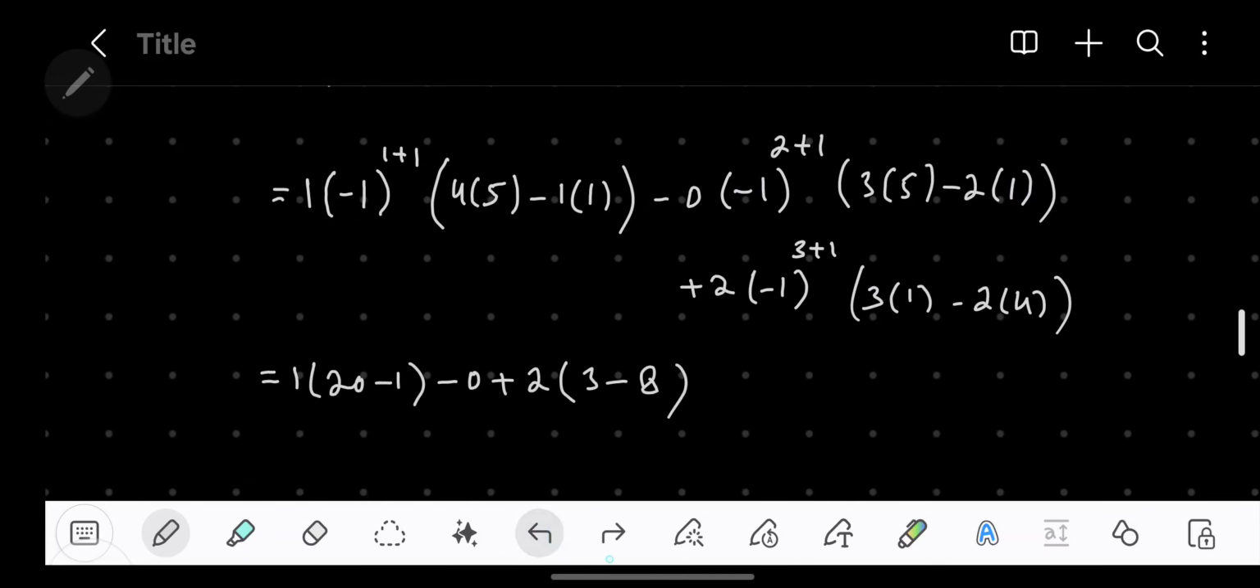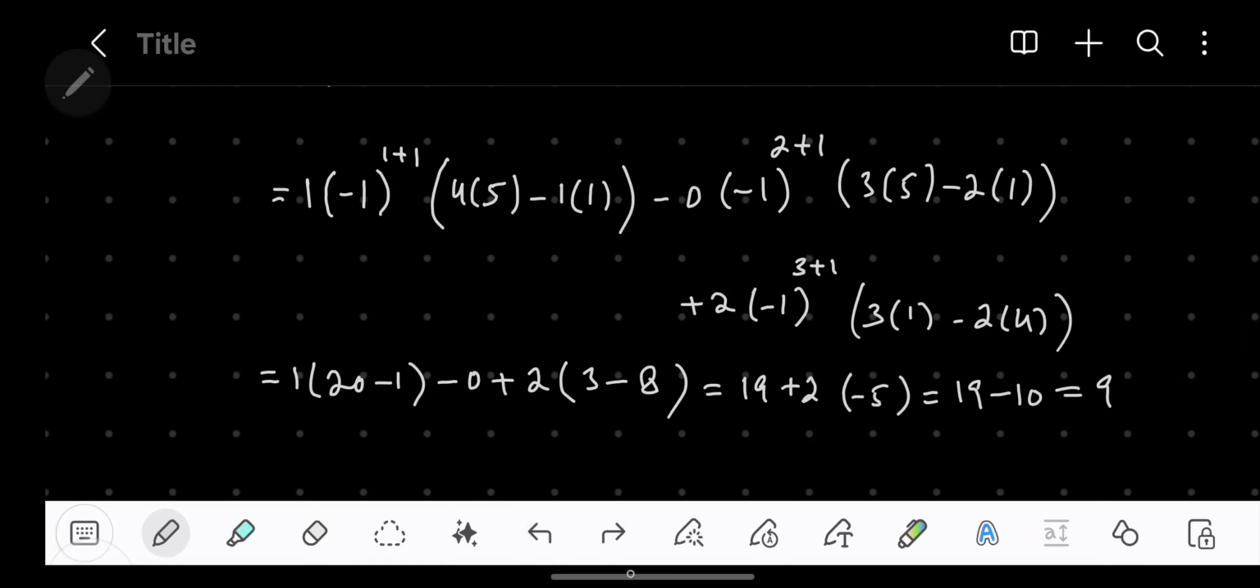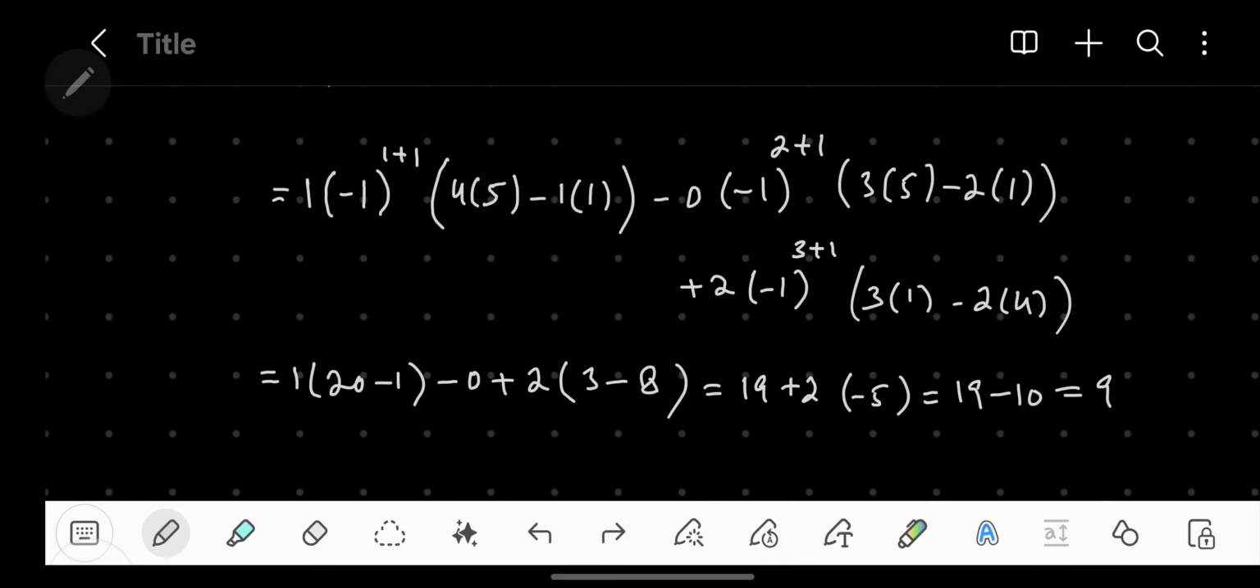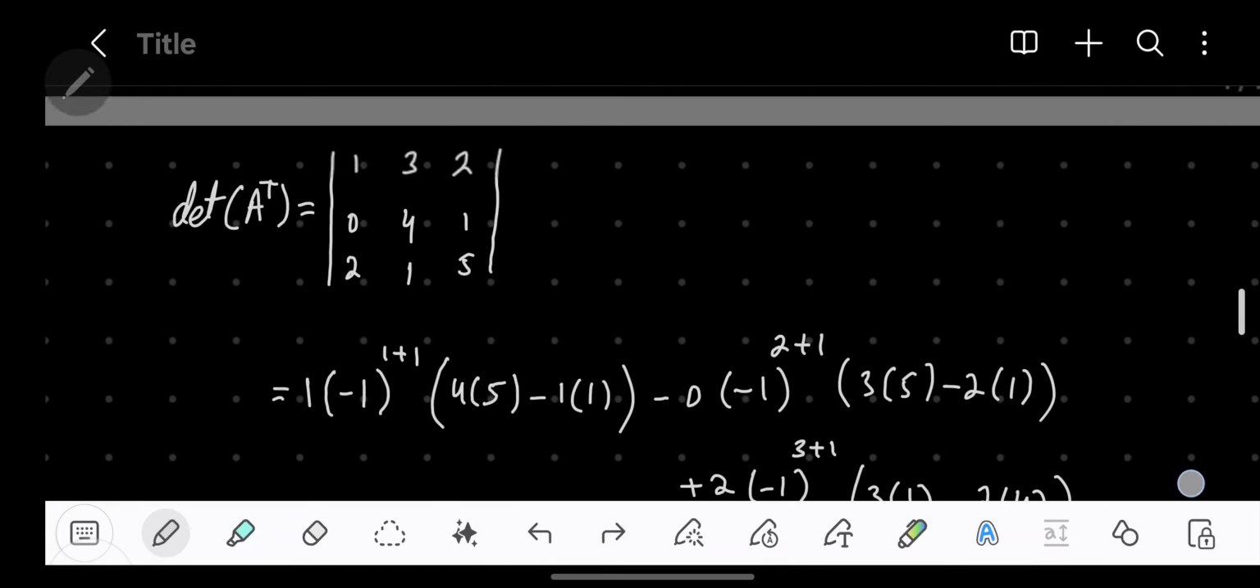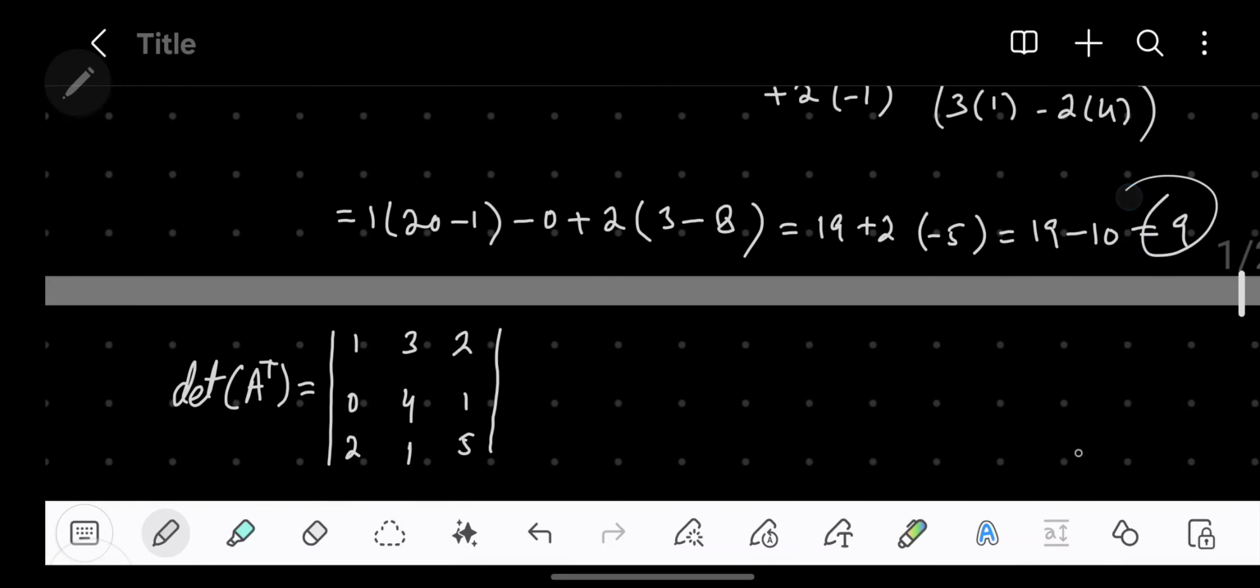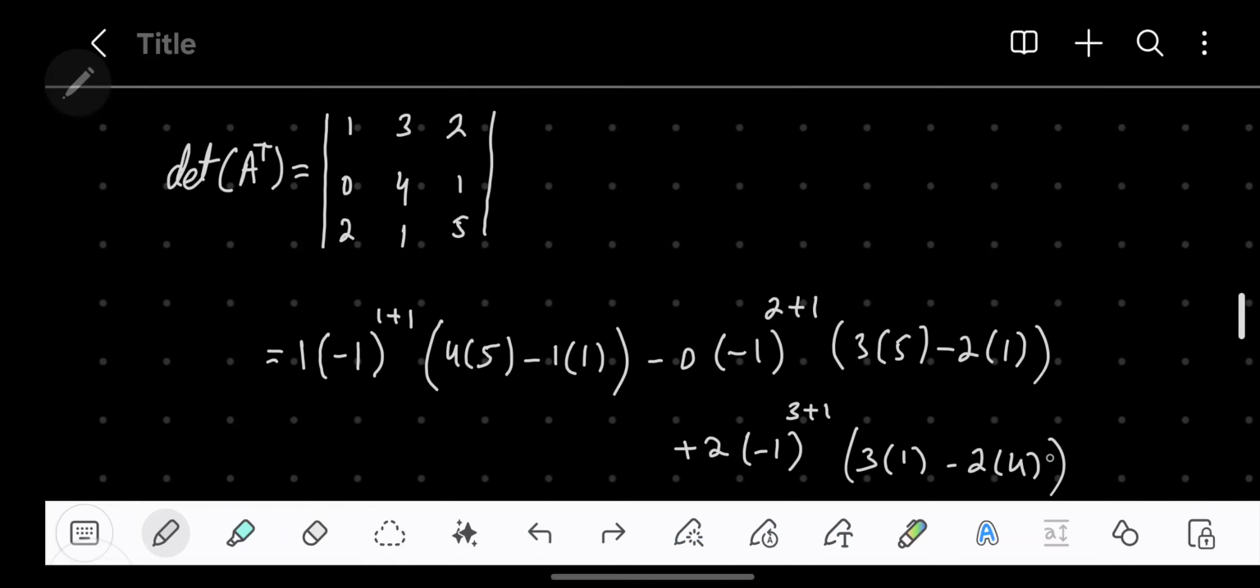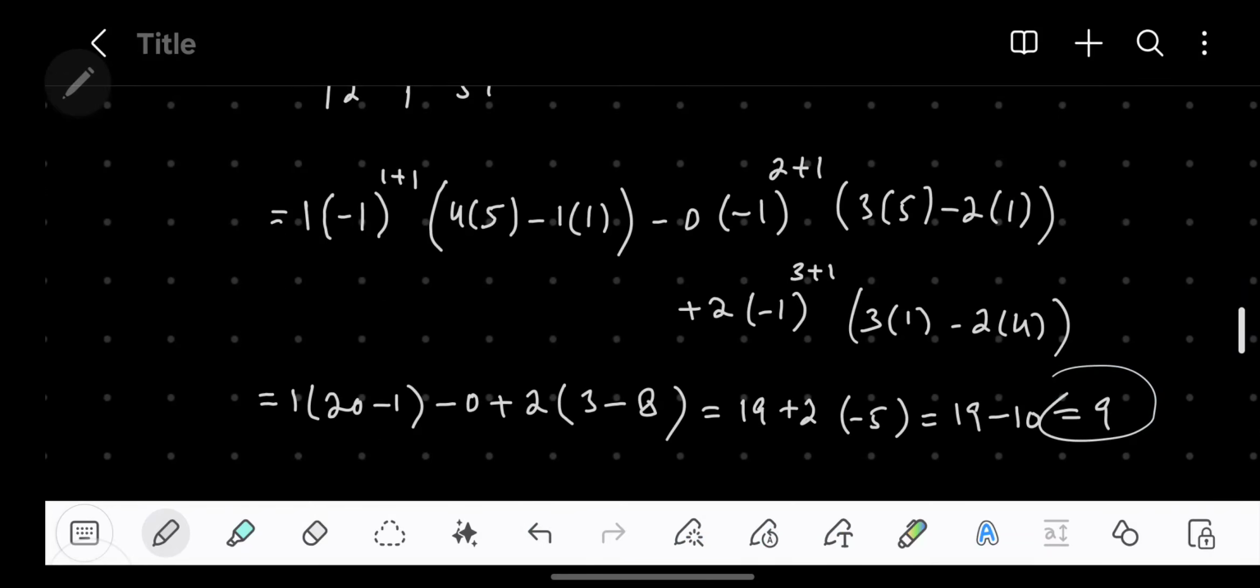Now I will calculate all of these things. After calculation, you can check, everything is very easy, and we have got the same result. Here, the result was 9. Similarly, here, the result is also 9. So this theorem is verified.